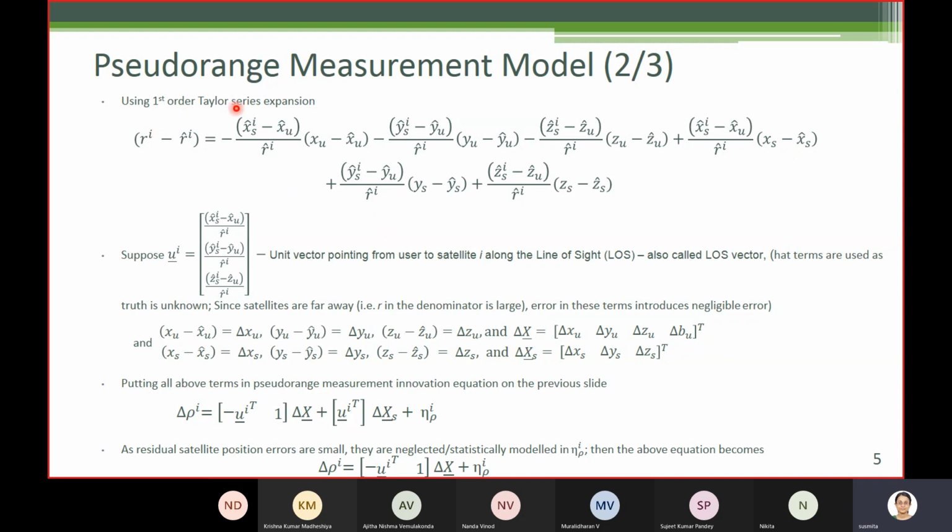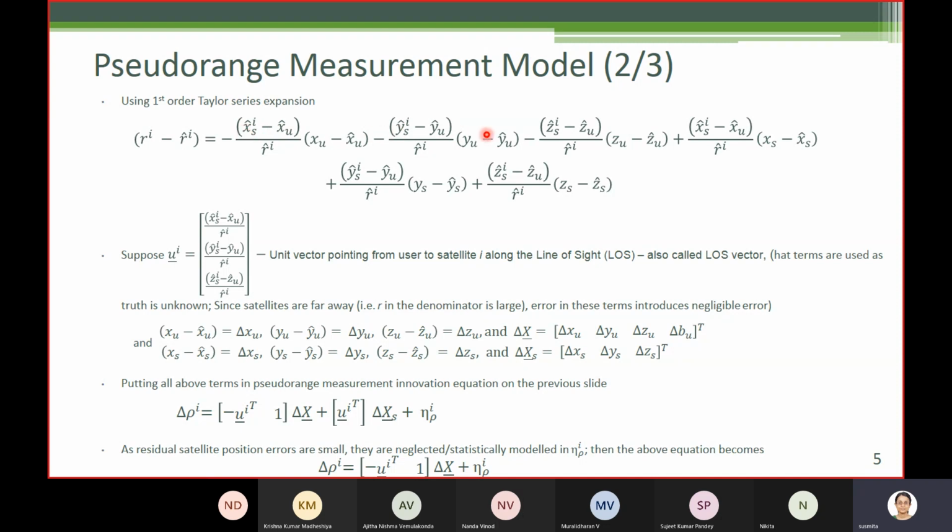Now, as per the actual Taylor series expansion, here you have to use XS and XU. But then this will be unknown. We do not know the actual satellite position. We have some satellite position from the navigation data. We know that is not accurate. It has some error. But here we need to use the satellite position. We also need the user position. So what can we do? We can use the guess or the knowledge that we have.